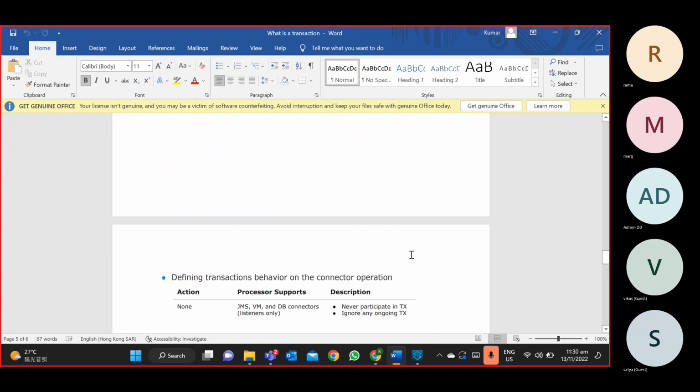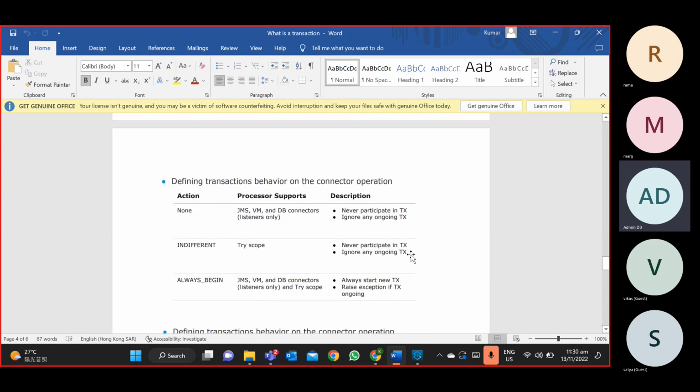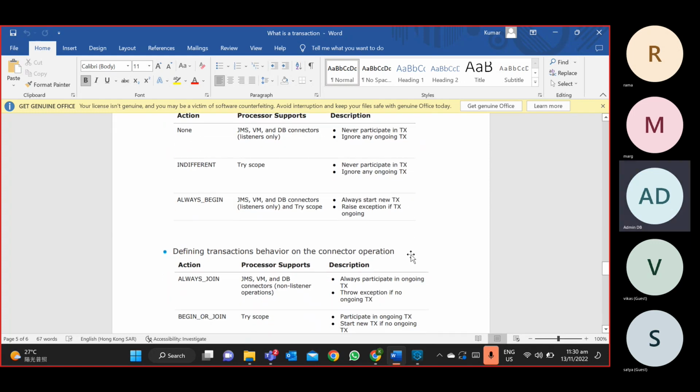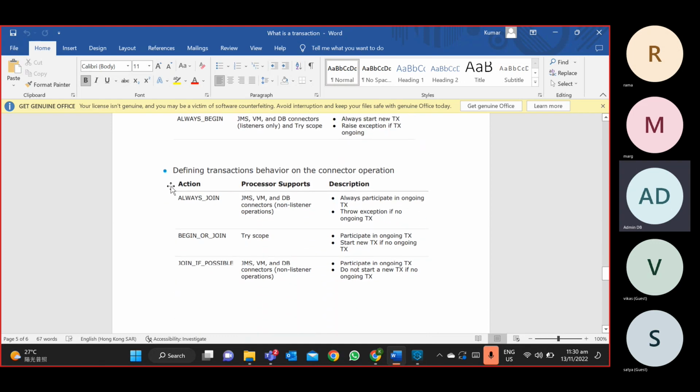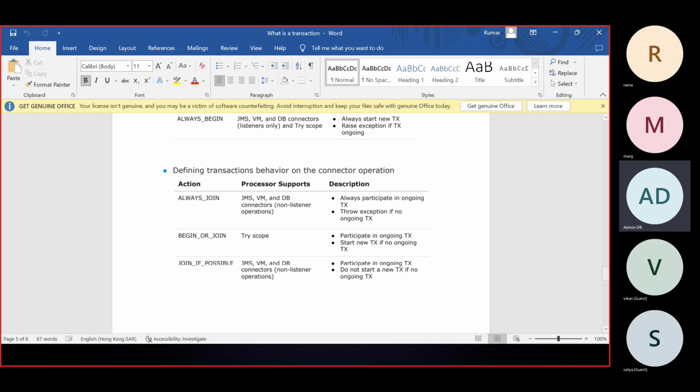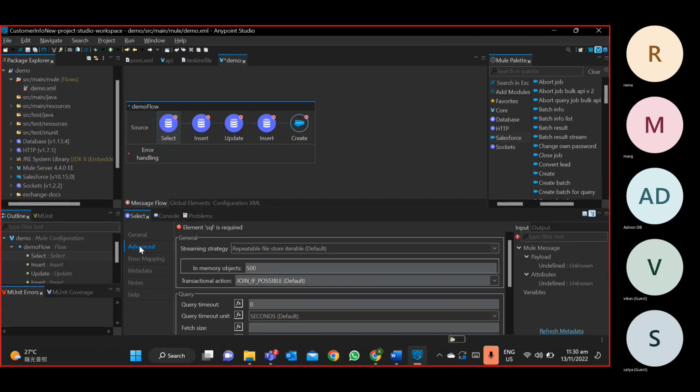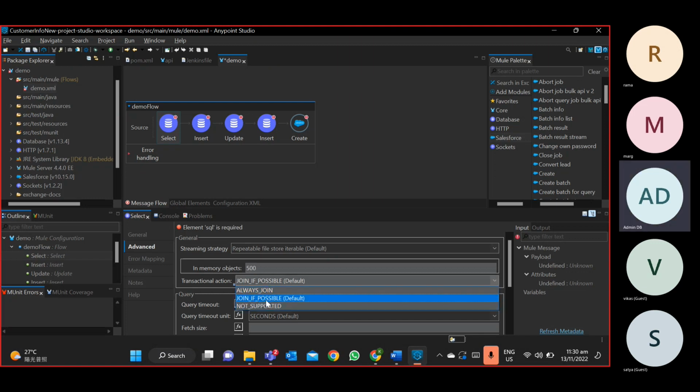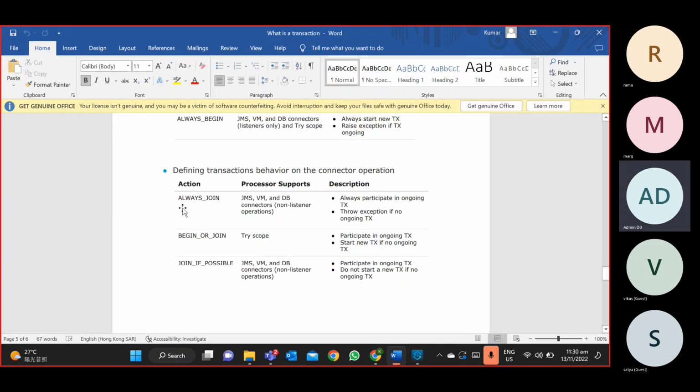Then next, we have seen how we ask a particular connector to participate in a transaction. If you select here, we have three options: always join, join if possible, not supported. If you select always join, then this connector always participates in the ongoing transaction, and throws an exception if there is no ongoing transaction.